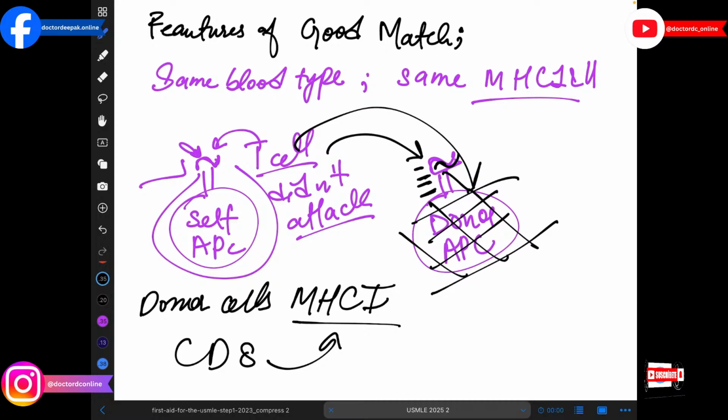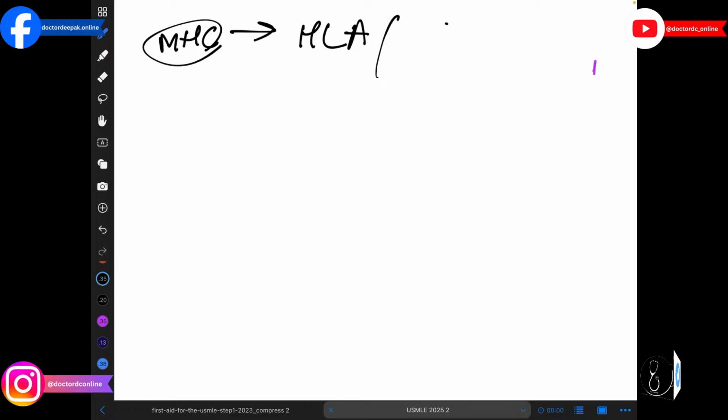It is not like we are going to match MHC class. We are actually going to match something else. If you guys remember the topic about MHC 1 and 2, there is one line about the formation: the MHC is made up by the HLA, human leukocyte antigen.